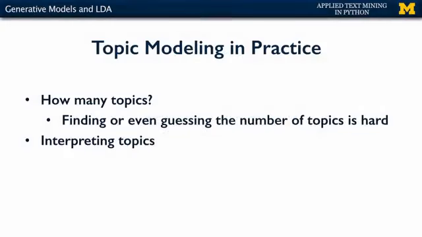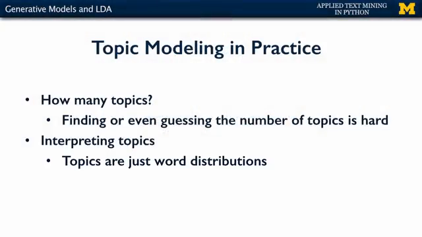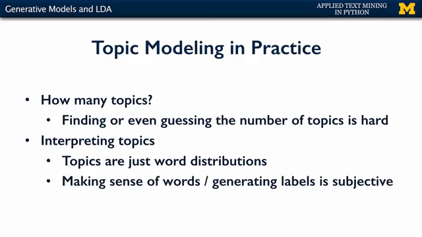The other big problem is interpreting the topics. So you would get topics, but topics are just word distributions. They just tell you which words are more frequent or more probable coming from a particular topic, and which ones are not as probable. But making sense of that or generating a coherent label for the topic is a subjective decision. There has been some work that has looked into generating names for these topics, but most likely whenever you see a name in a topic model, it just comes out manually.